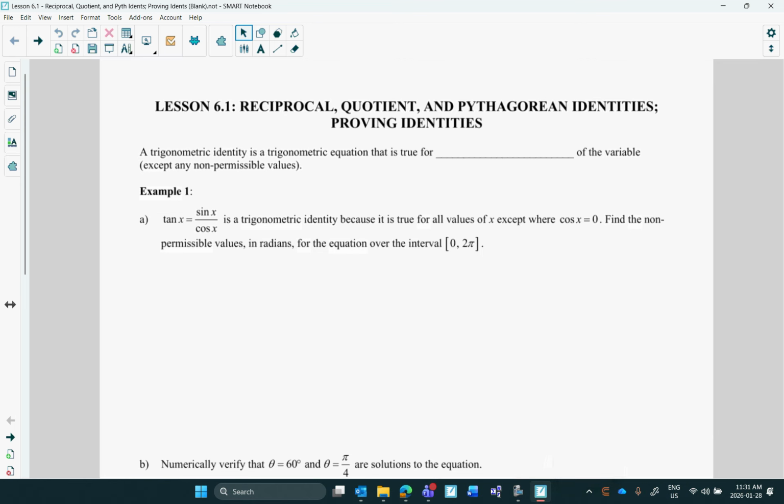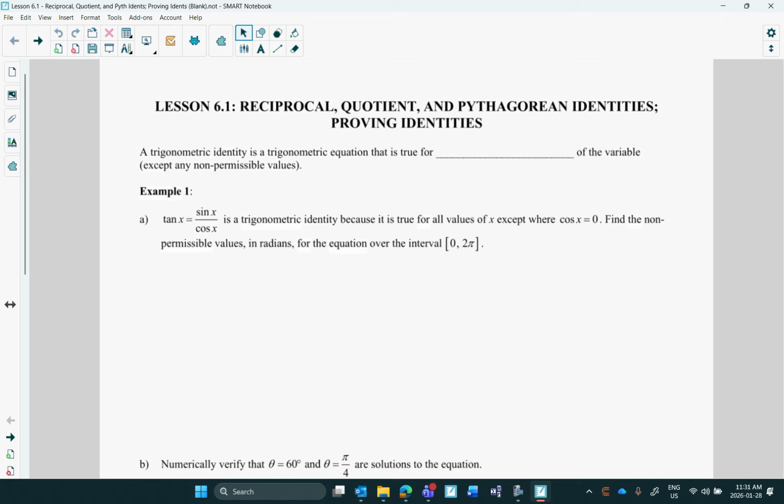I have given you a formula sheet with all the identities, but some of those will not be given on the provincial. I will tell you which ones. Okay, some you get, some you don't. You're going to have to remember.